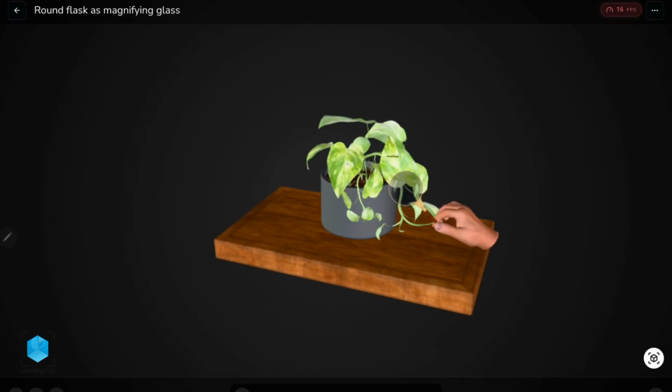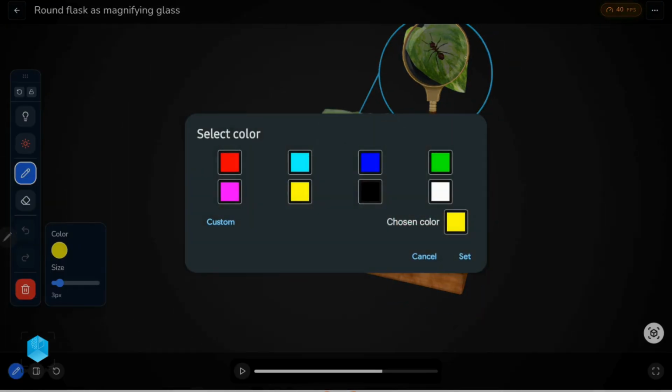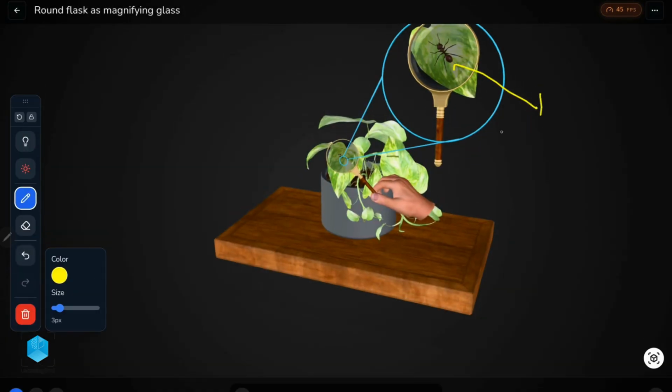Now in a similar way you can see another example. Over this leaf there is an ant which appears to be very small in size. If you place a magnifying glass which has a curved surface, you are able to see the magnified version. You can see the ant appearing very big in size, whereas here it is appearing very small, and here through the magnifying glass the ant appears to be big in size.